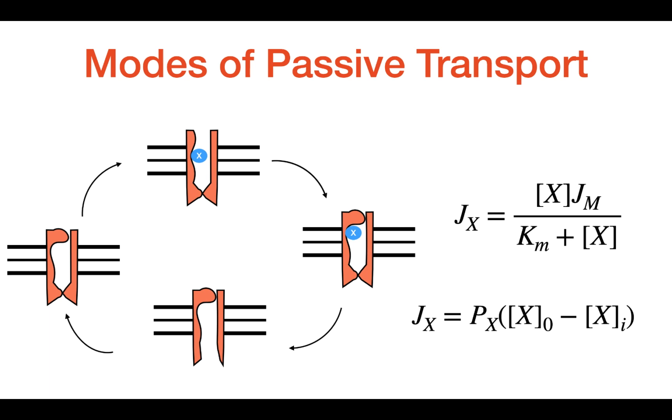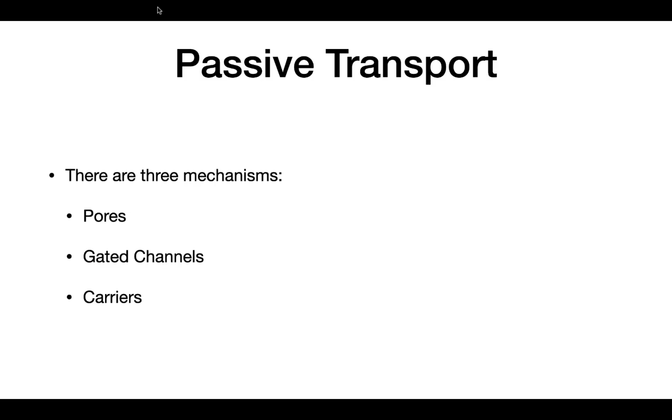In today's video, I'm going to give you a short explanation as to how passive transport occurs in the cell. So with that, let's give it a go. There are three main mechanisms of passive transport. The first are through pores, the second are through gated channels, and the third are through carriers. We're going to talk about each of these in great detail.